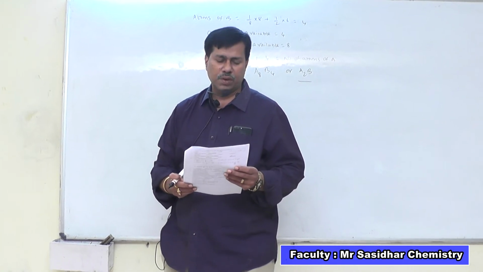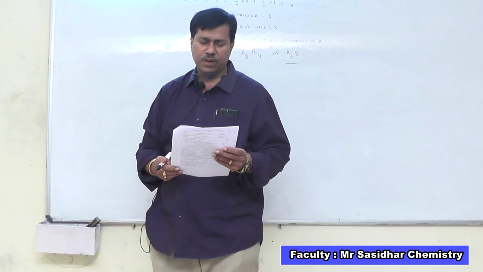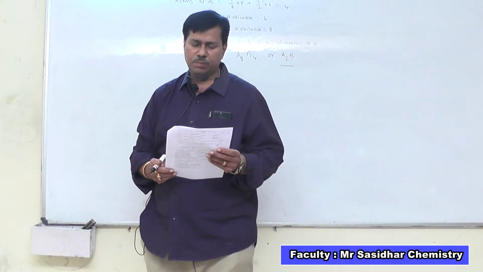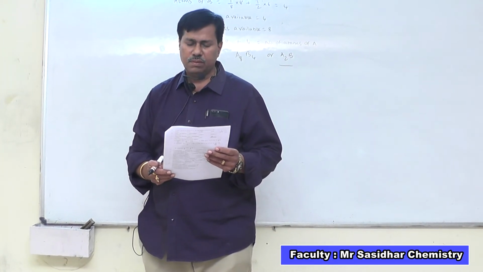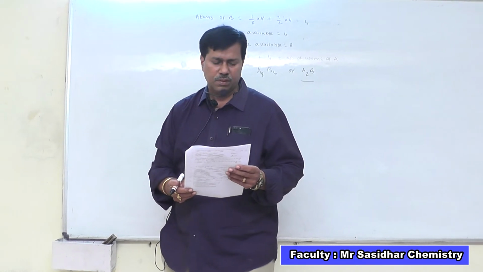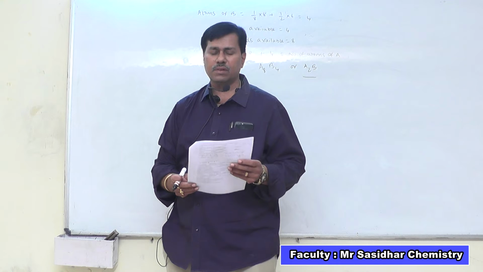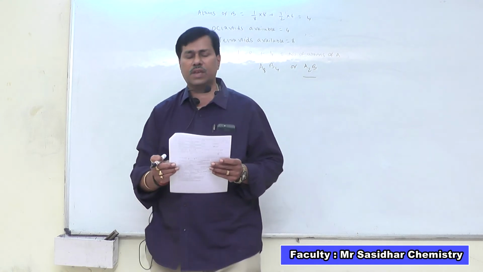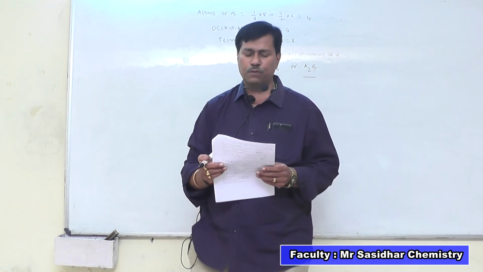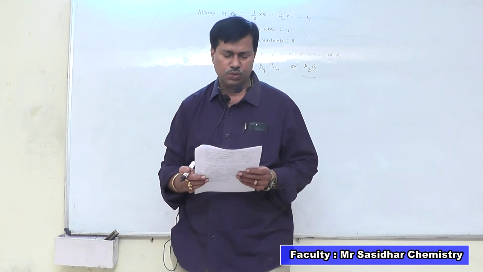Going to question number 41. Zinc sulfide has two different structural forms, zinc blende and wurtzite. What will be the coordination number of cation and anion? So coordination number of both cation and anion will be 4 and 4 in both of them. So that is option number 2.